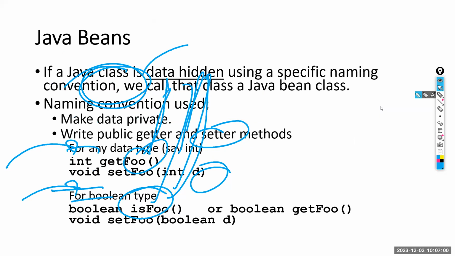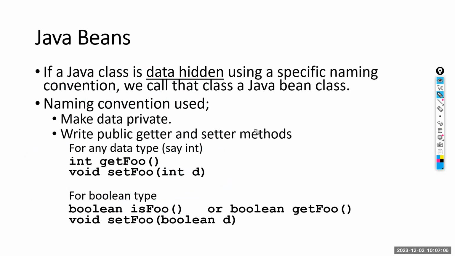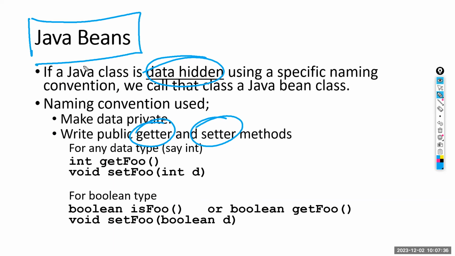Direct access. Right. So then we have a concept called Java beans. This is a Java related concept. If we write our Java code or Java class which is data hidden, that means we hide our data by making them private. And then if we expose those data in a specific way, we call them getters and setters, then we say our class is a Java bean class. It's a very Java specific concept. It is not a general concept.